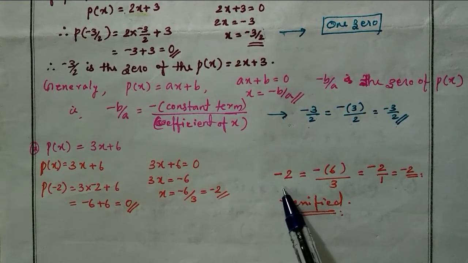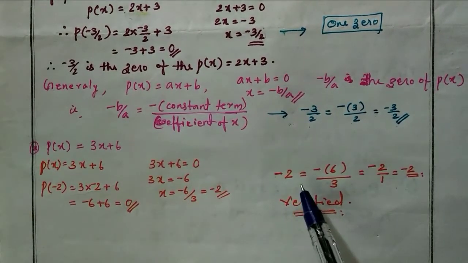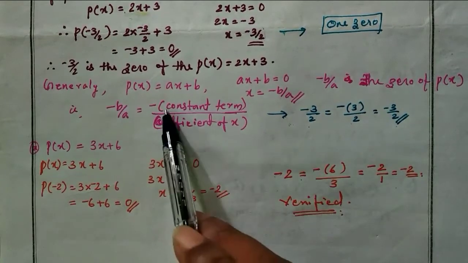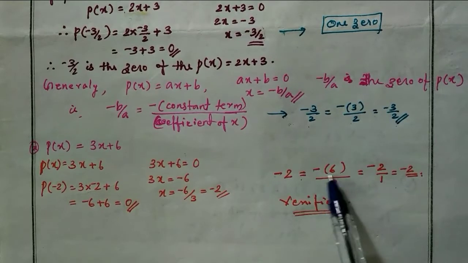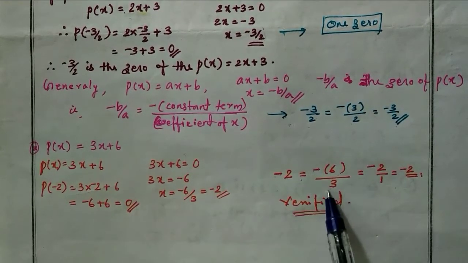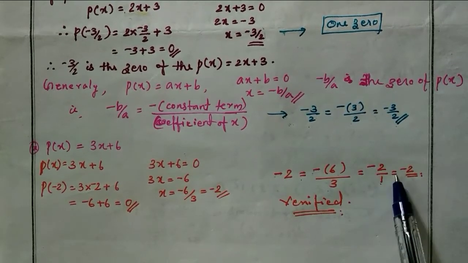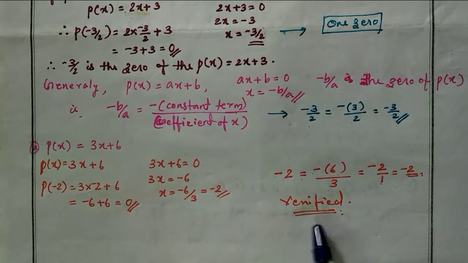And to verify, here minus 2 can be written as minus constant term. Which is the constant term? 6, divided by coefficient of x. The x coefficient means 3. So minus 6 by 3 is equal to minus 2 by 1, that's equal to minus 2. So the answers are the same. So it is verified.